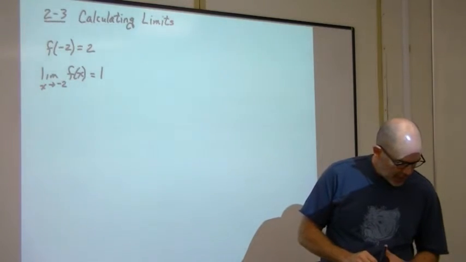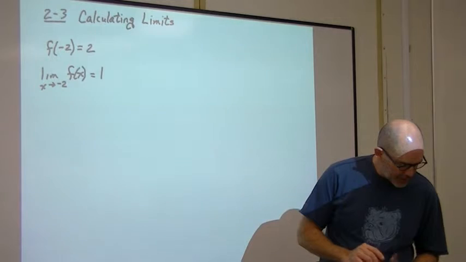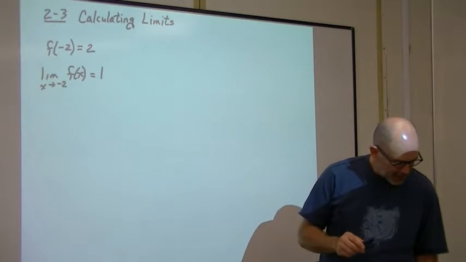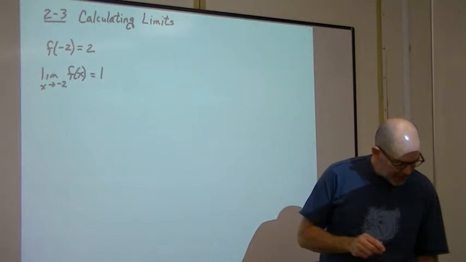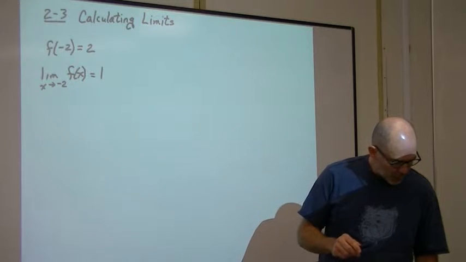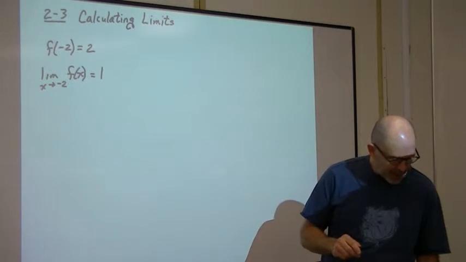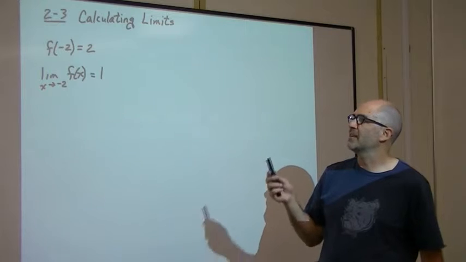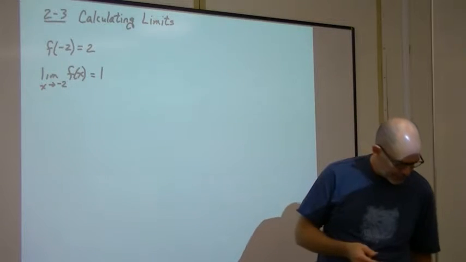So why is the limit as x approaches 1 of g of x undefined? Because the left-hand limit equals -2, the right-hand limit equals -1. They don't agree. That means the limit does not exist.